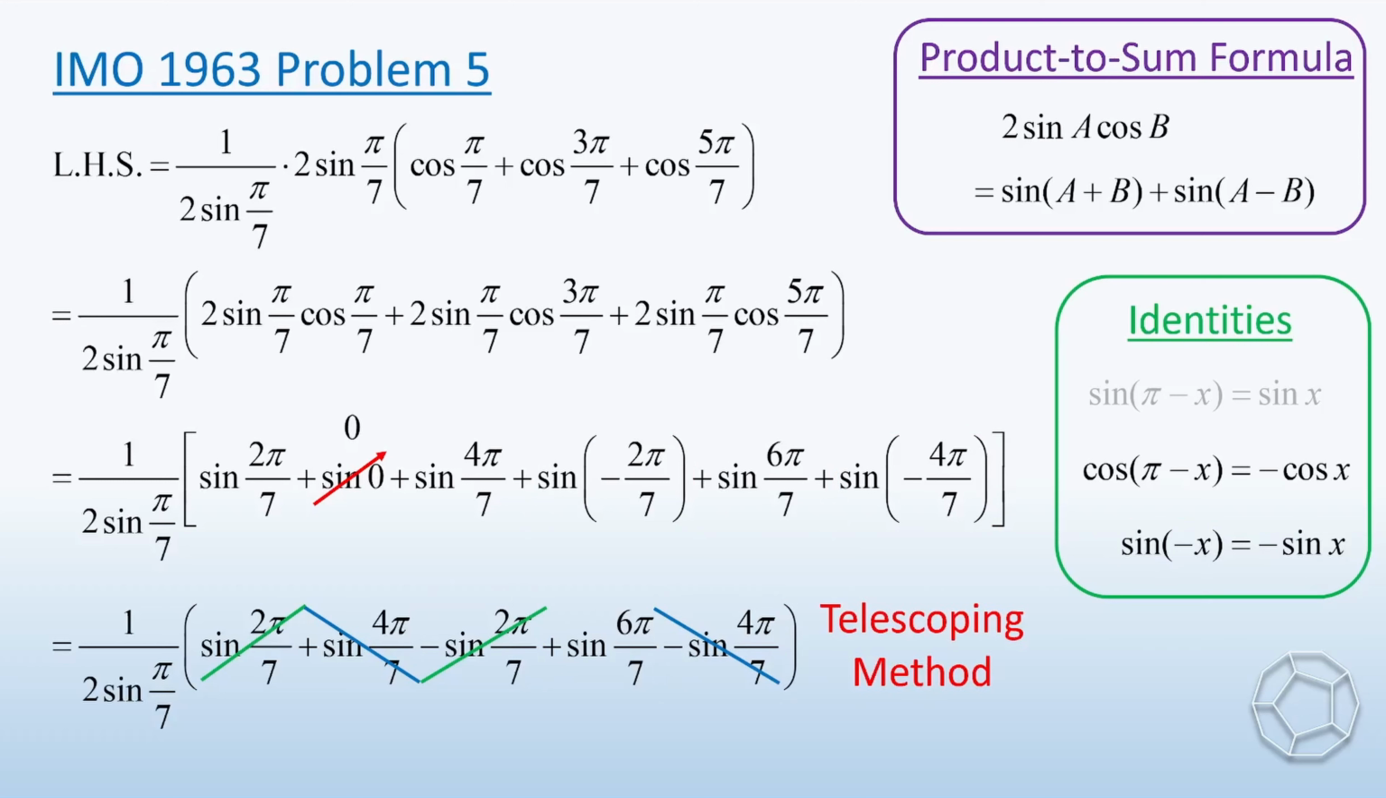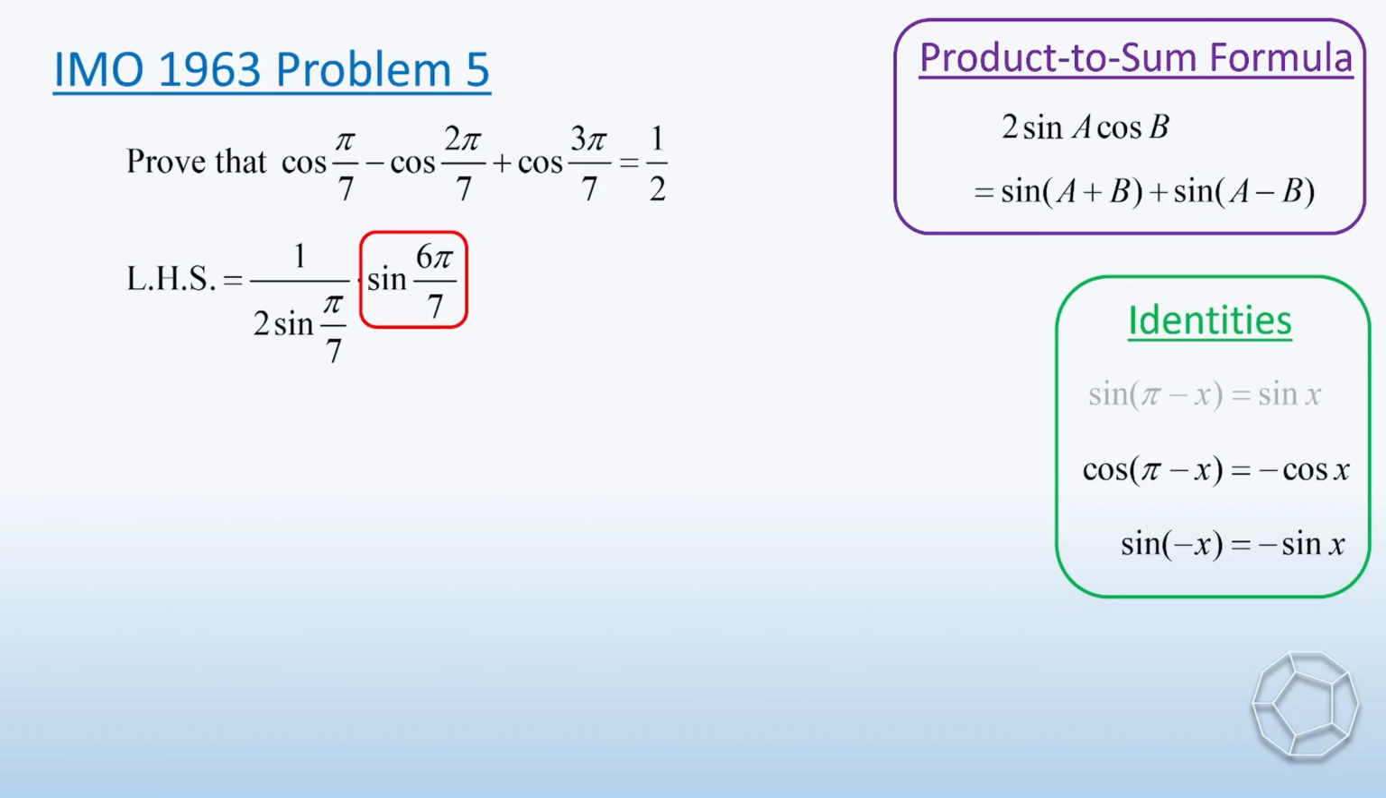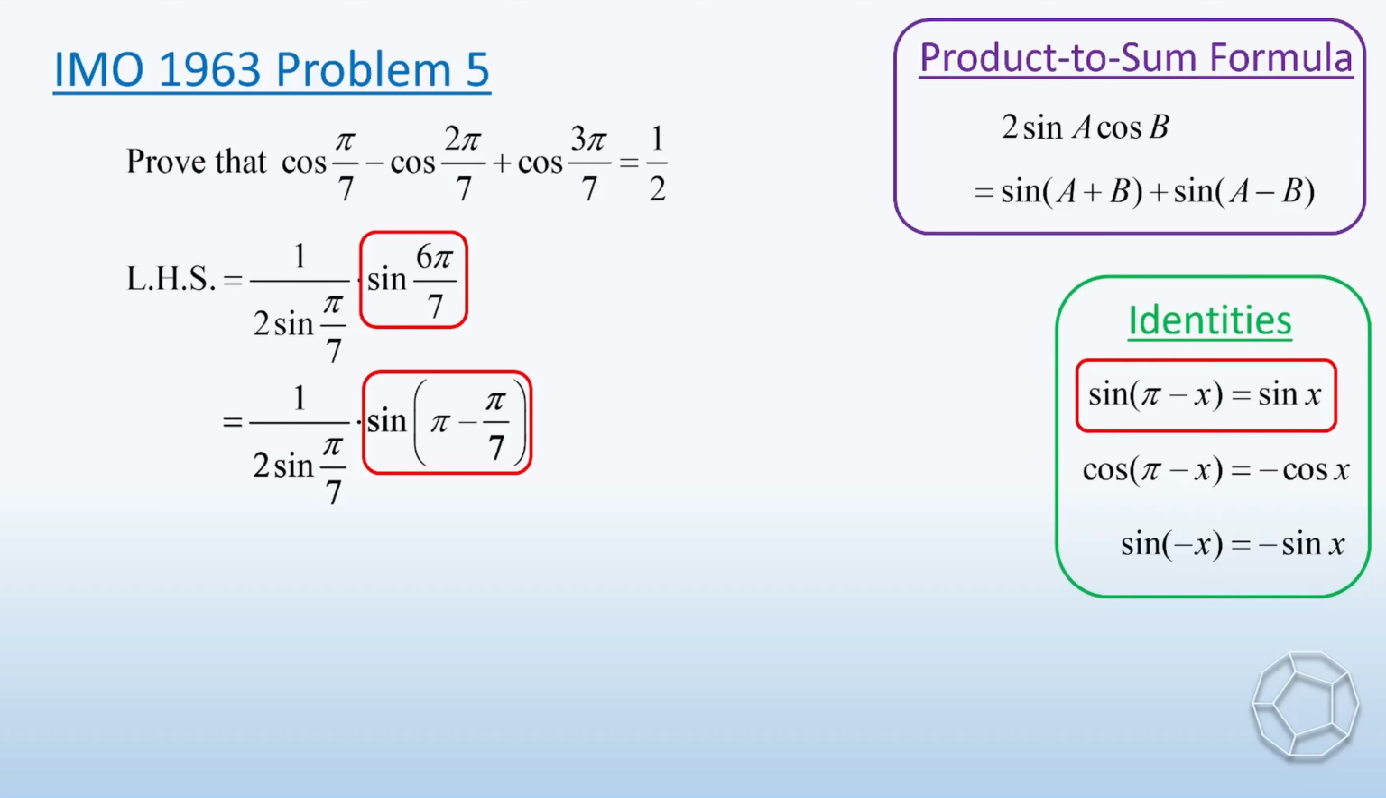This method is called the telescoping method. So we only have sine 6 pi over 7. What is the relation between the numerator and denominator? Let's write it as pi minus pi over 7. Then we make use of the first identity to simplify it to sine pi over 7. So we can cross them out. The value is equal to 1 over 2.